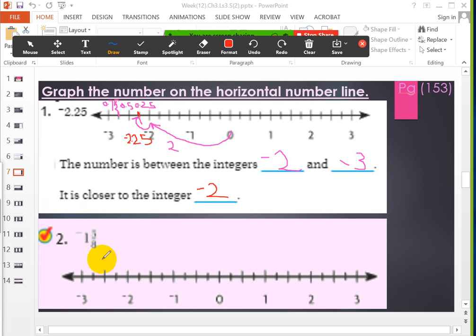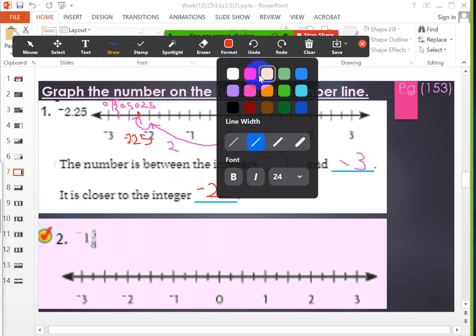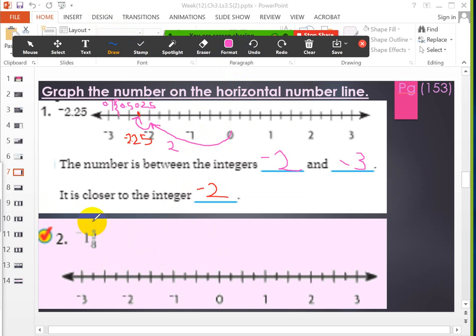Exercise number 2, I want to locate negative 1 and 5/8. Don't talk to your friend on private, please. Negative 1 and 5/8. Here I have a mixed number. This mixed number consists of a whole and a fraction. This mixed number is a negative rational number. That means this number must be on the left side of 0. I have 1 and 5/8.